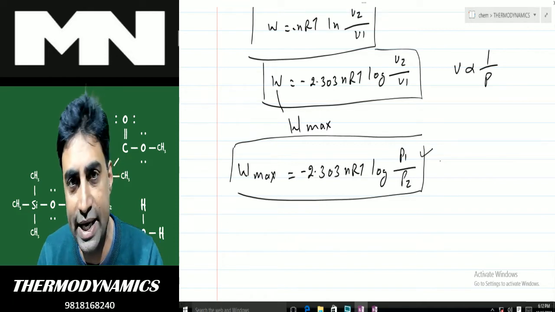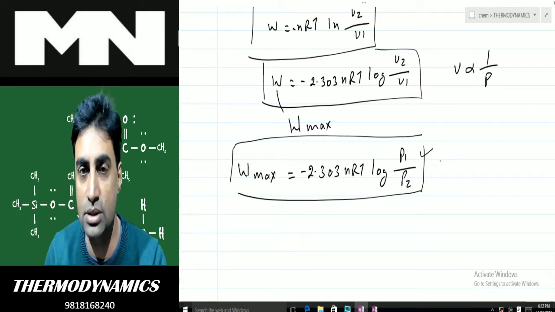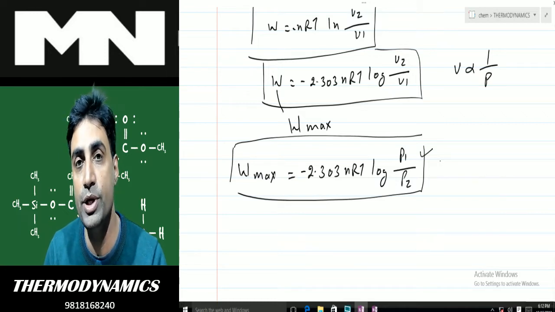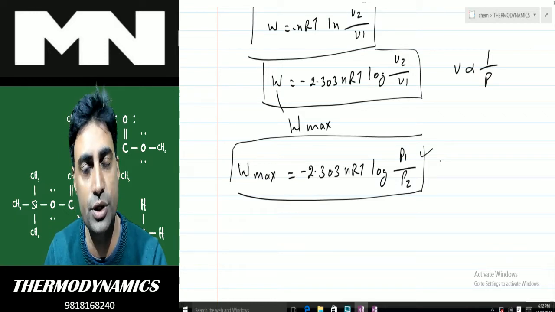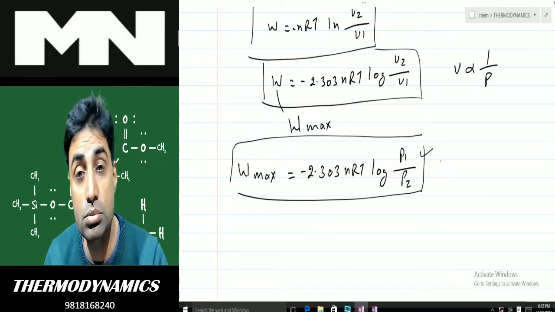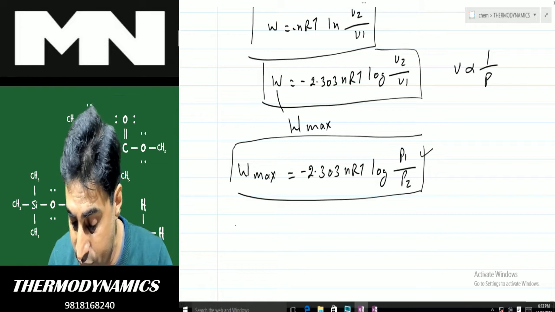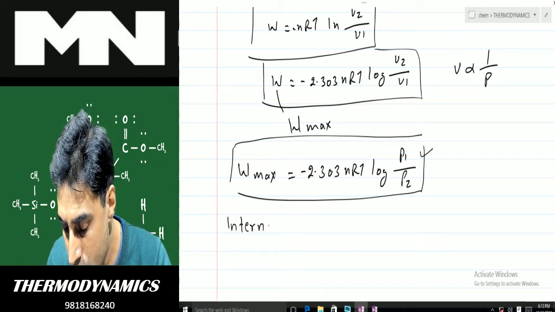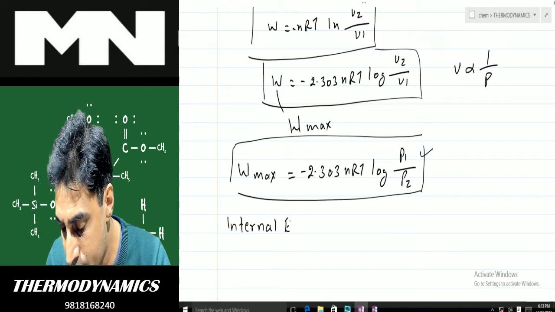Now since we are heading towards the first law of thermodynamics, before moving into it, we'll be doing some thermodynamic properties which are used there, thermodynamic quantities in fact. So we'll talk about a thermodynamic quantity. We call it internal energy.